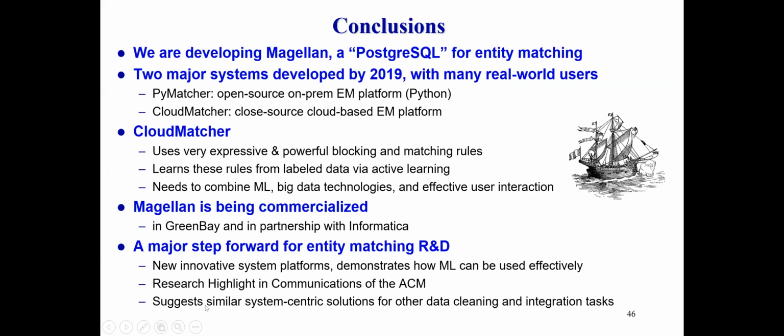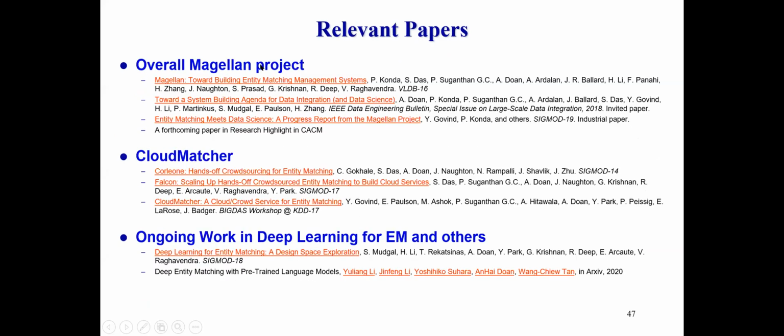This also suggests a very similar system-centric solution for other data cleaning and integration tasks that we are trying to develop. There's also a bunch of papers about the overall Magellan project, and a paper about CloudMatcher. We have also done a lot of work on using deep learning for entity matching, and I'm very happy to send more details. So that's it. Thank you.